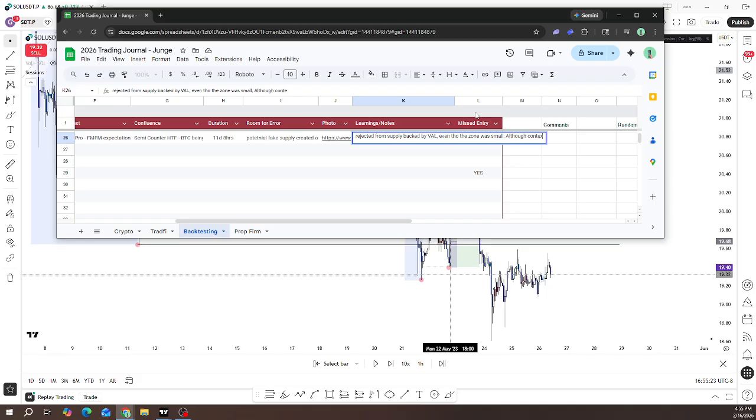Although context was good for move up here, BTC being in semi-counter location and wanting to go lower brought so down with it at the first POI, clear POI for reversal. So that's gonna be my note that I take away from this.